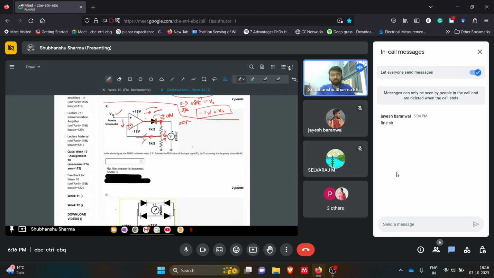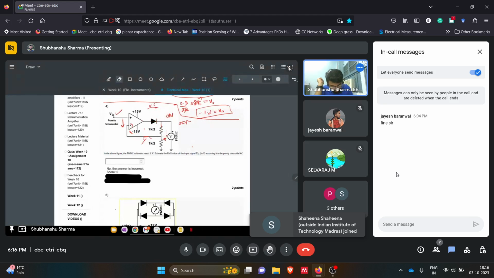That means we cannot use the virtual short concept, because if you recall your lectures, the virtual short concept only works when there is a certain output for the op amp. If the feedback was being given from this part, then it is fine, but we are giving feedback from this part. That's why this feedback will not work if this diode is open. Keeping that in mind, now we will analyze what is happening in this circuit.